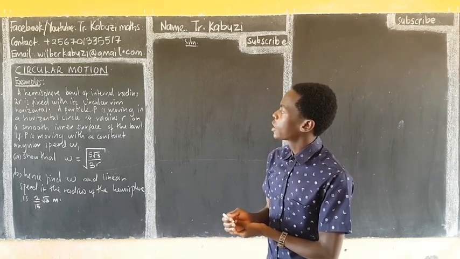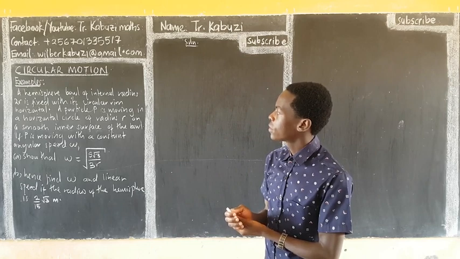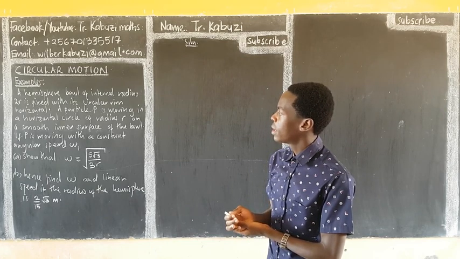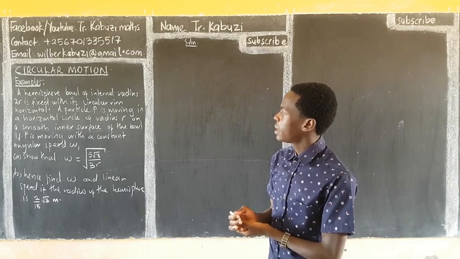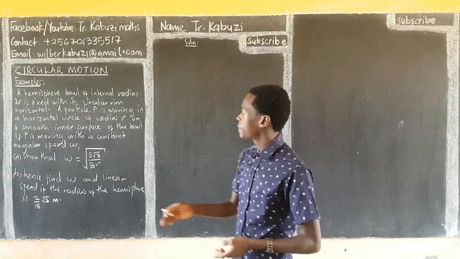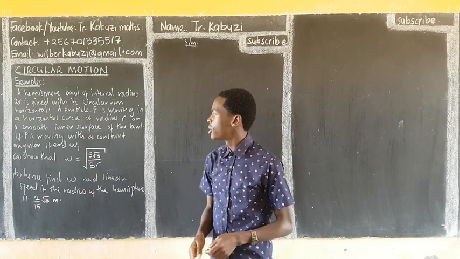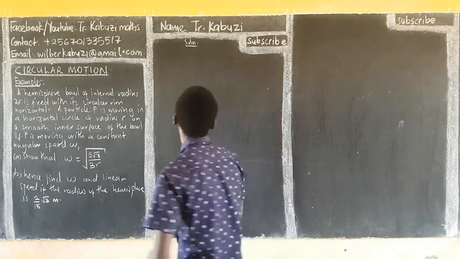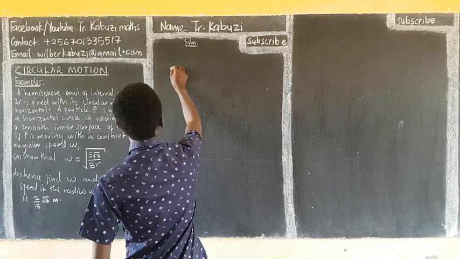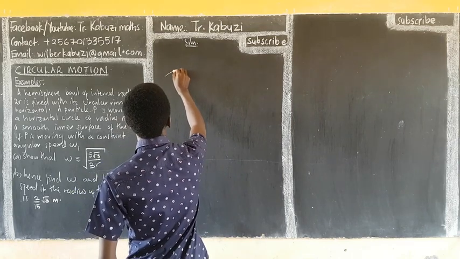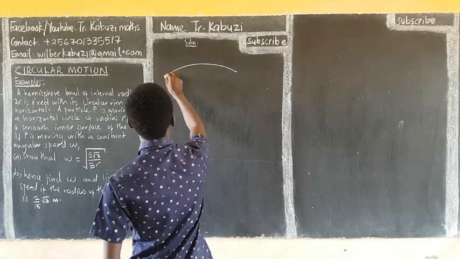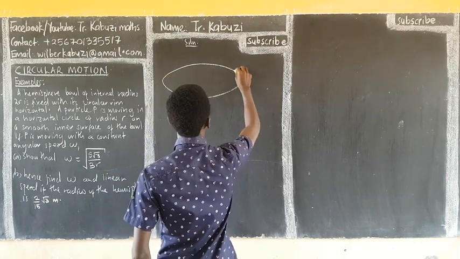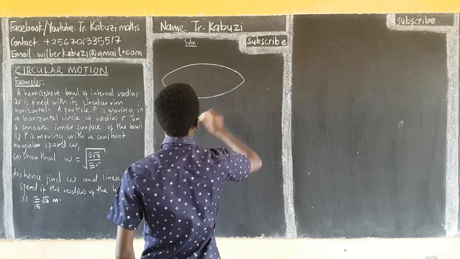Horizontal. A particle P is moving in a horizontal circle of radius r on the smooth inner surface of the bowl. So if P is moving with a constant angular speed omega, show that omega is equal to that. So start with a simple sketch. I'm going to say this is my horizontal rim, as you can see there.